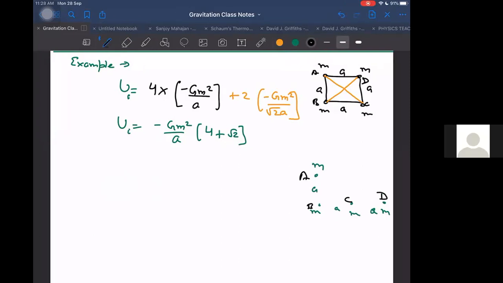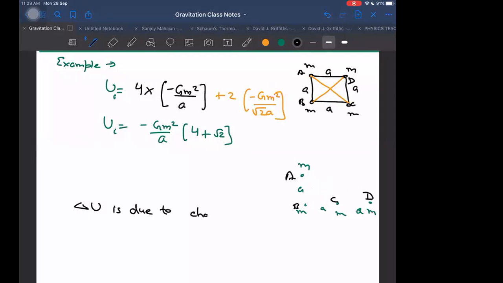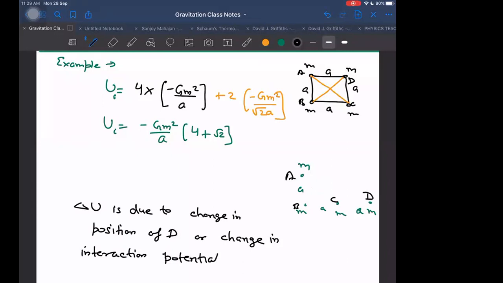What can I do here? I can say the change in potential energy only with respect to D we can find out, due to just the change in position of D. That is the change in interaction potential energy of C and D, or potential energy of D with the others.